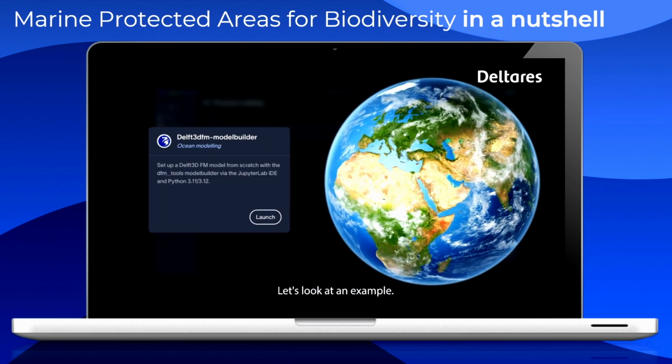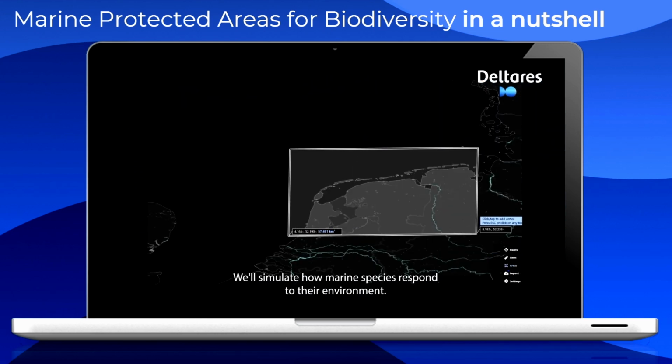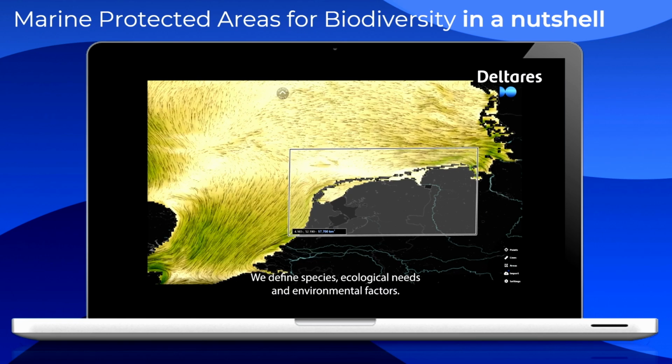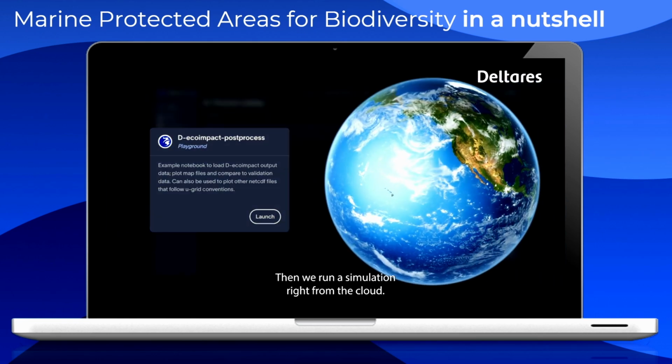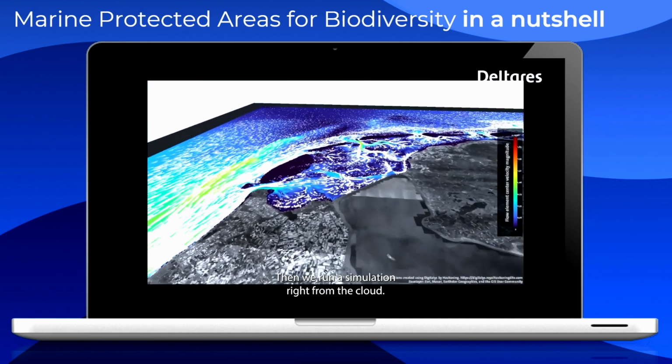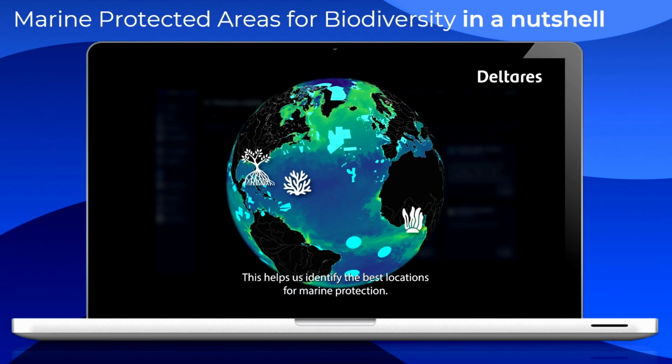Let's look at an example in the Dutch Waddenzee. We'll simulate how marine species respond to their environment. We define species' ecological needs and environmental factors. Then, we run a simulation right from the cloud. EDITO then produces a habitat sustainability map. This helps us identify the best locations for marine protection.